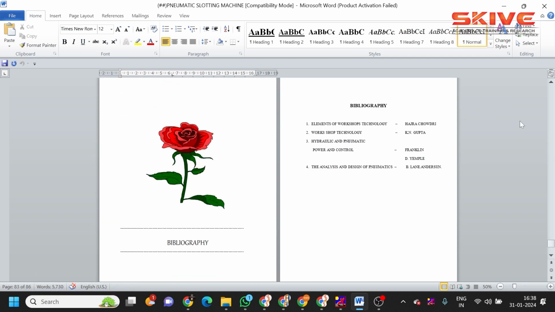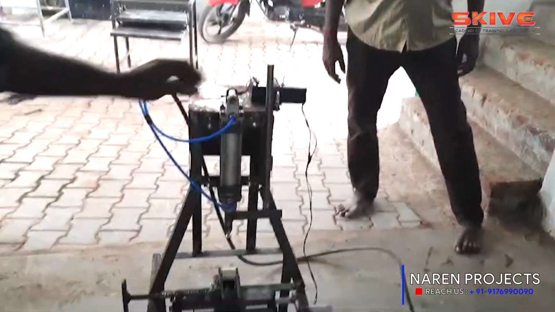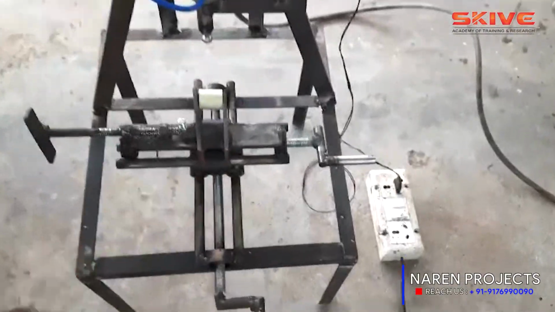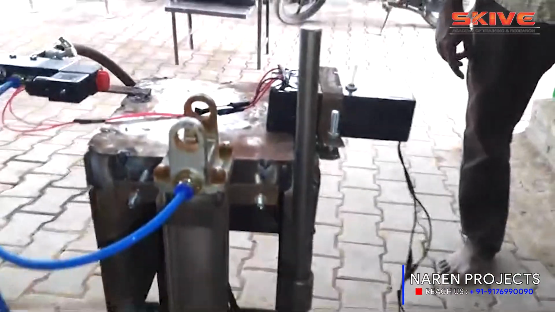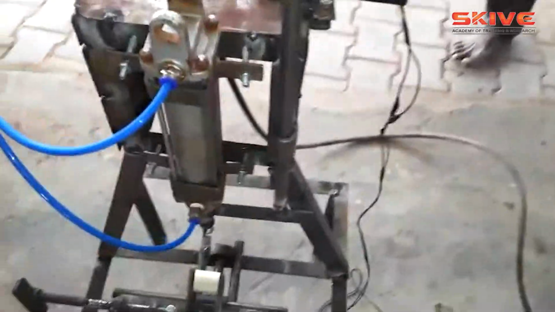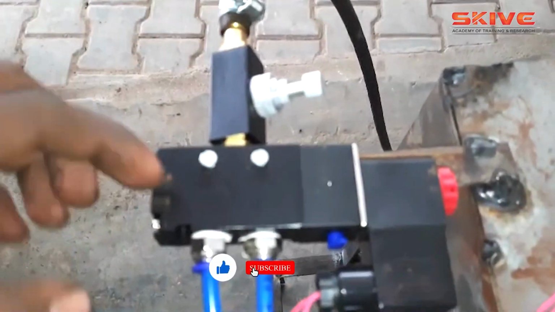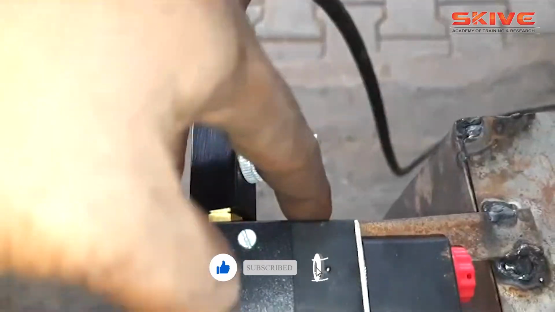So let us see the project demonstration. This project is a pneumatic slotting machine. This is the X direction, this is the Y direction, and one Y is there. Cylinder: pneumatic double acting cylinder, outer diameter 45 mm, inner diameter 35 mm. Double acting pneumatic cylinder. This is the solenoid valve, 5x2 solenoid valve. One inlet, two outlets, one exhaust.